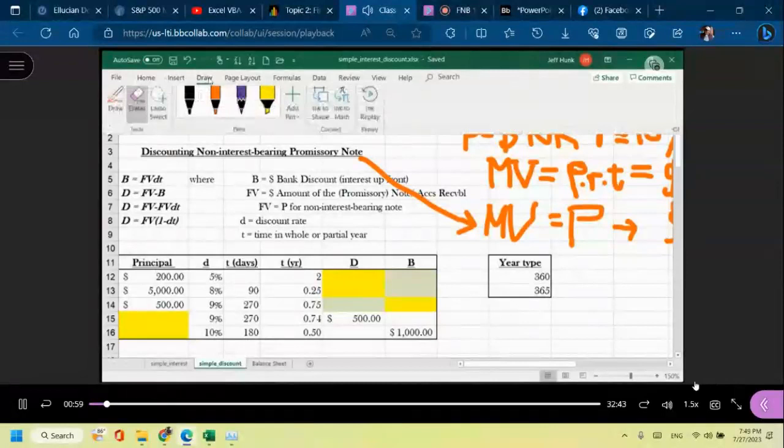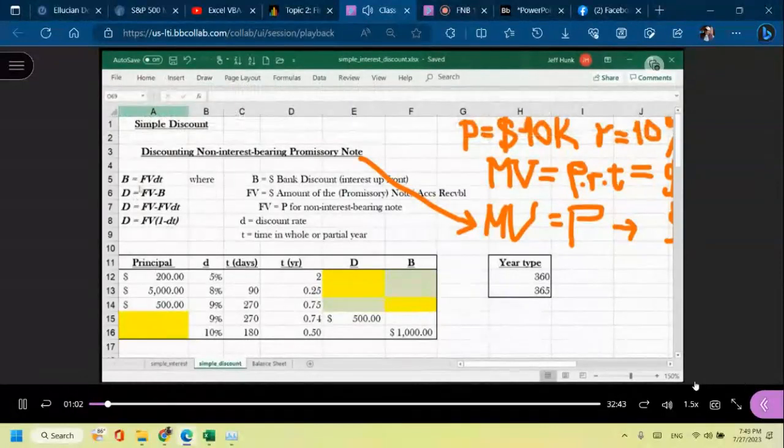First, B stands for bank discount, and FV here is actually what I called maturity value. FV is maturity value, actually. There's a reason why I left it as FV: in the case of an interest-bearing promissory note, the maturity value is the future value, because it pays interest.